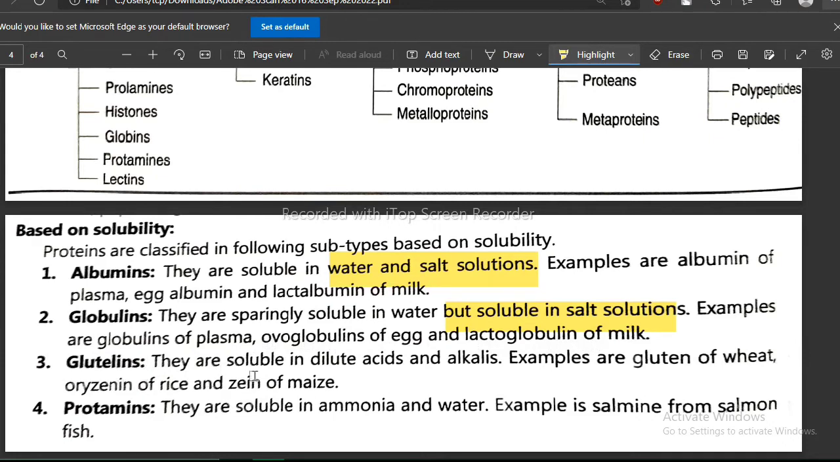Next is glutelins. Here is the solubility: they are soluble in dilute alkalis and in acid. Examples are glutenin of wheat, oryzenin of rice and zein of maize. Next, the fourth classification, that is protamine. They are soluble in ammonia and in water. Here it is very important in which substance it is soluble or not. An example is salmine from salmon fish.